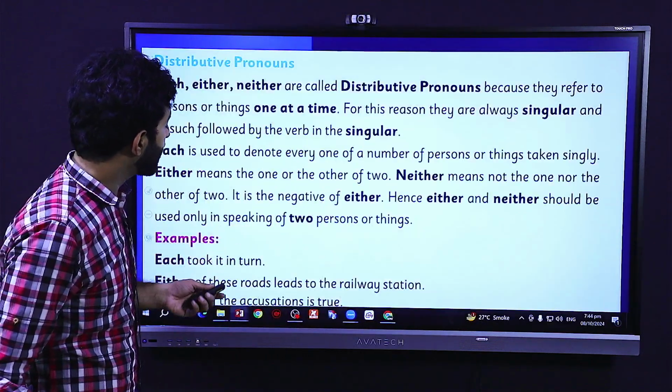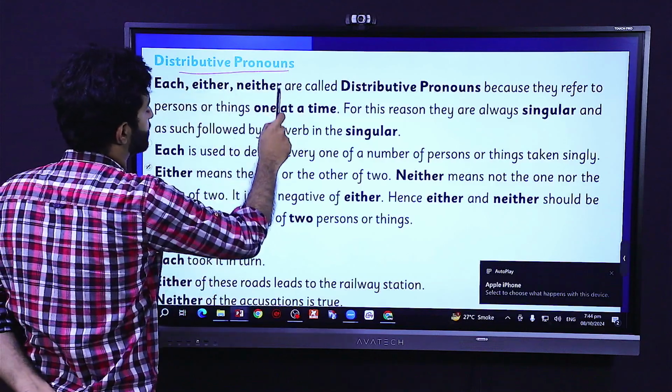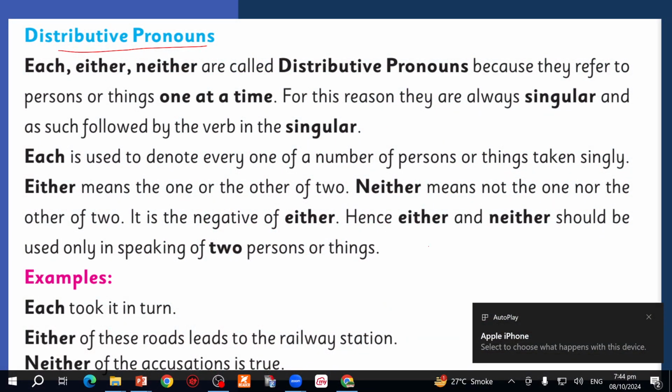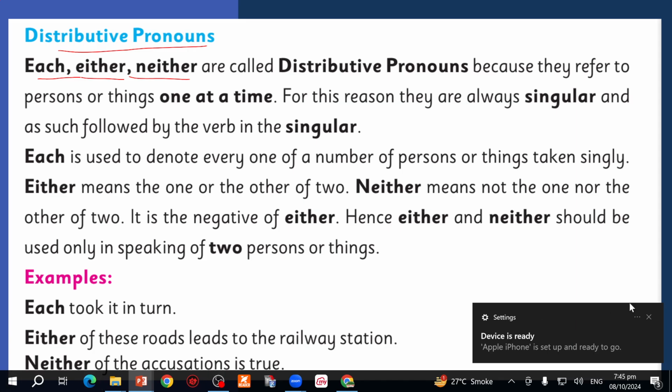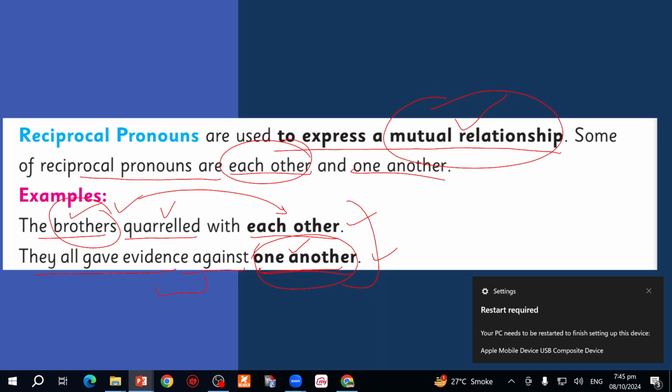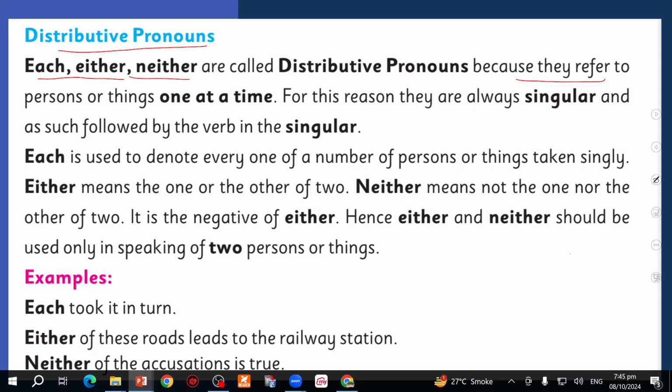Now, another type is distributive pronouns. Now, students, each, either, and neither are called distributive pronouns because they refer to persons or things one at a time. So when we are referring to things one at a time, we are distributing and then taking them one at a time. So that's why they are called distributive pronouns.